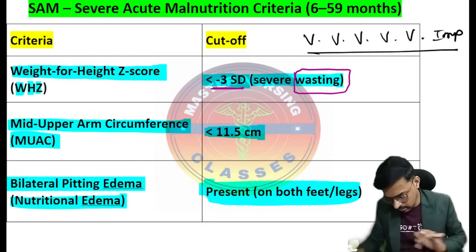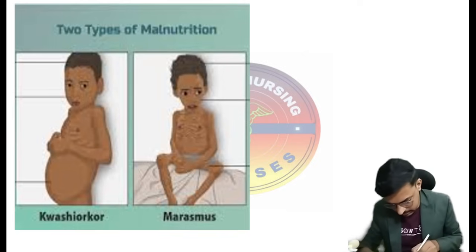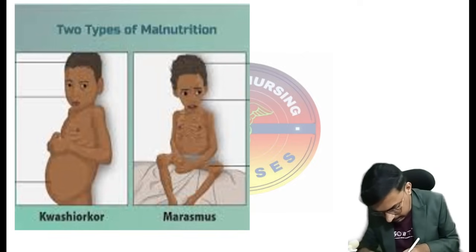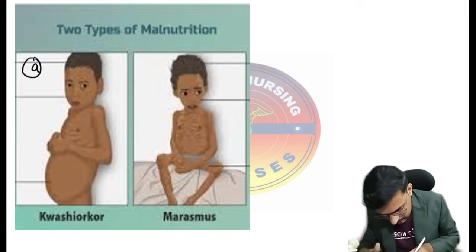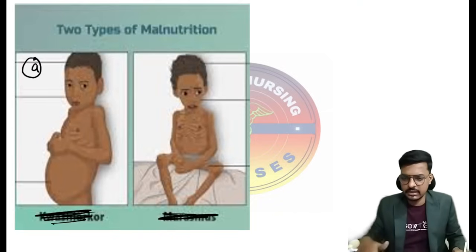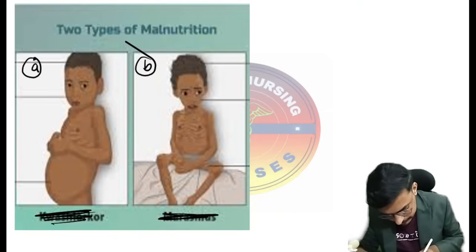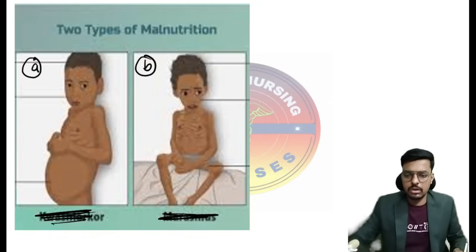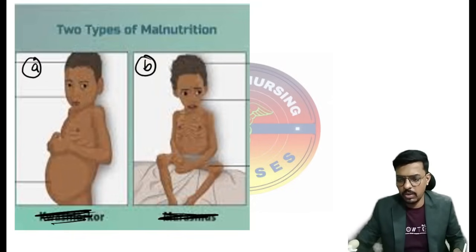Identify image A here. Is this a child with kwashiorkor or marasmus? What is the correct answer, option A or option B? Two types of malnutrition are there: one is image A, one is image B.